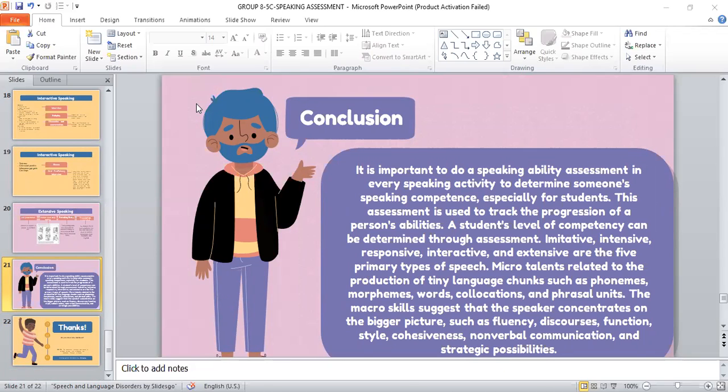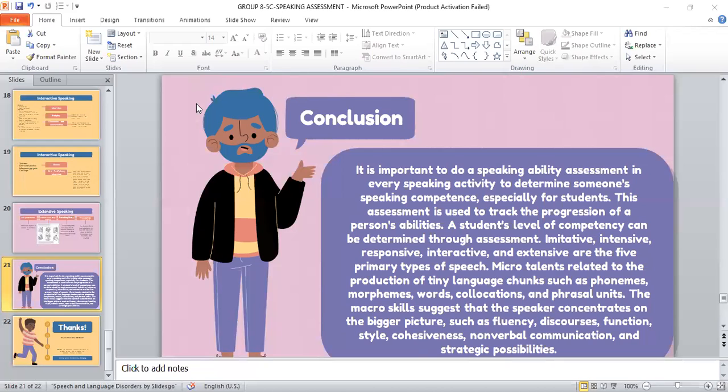Okay, the conclusion is it is important to do a speaking ability assessment in every speaking activity to determine someone's speaking competence, especially for students. This assessment is used to track the progression of a person's ability, especially in speaking skills. A student's level of competence can be determined through assessments such as imitative, intensive, responsive, interactive, and extensive, the five primary types of speech.